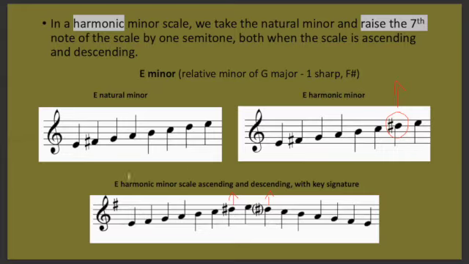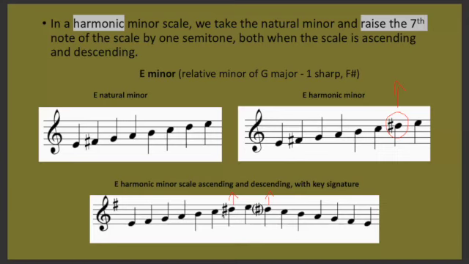Below here, we can see the E harmonic minor scale ascending and descending with a key signature. So instead of putting the F sharp here in front of the note as an accidental, I've popped it up here as a key signature. So you can see that this raised 7th.